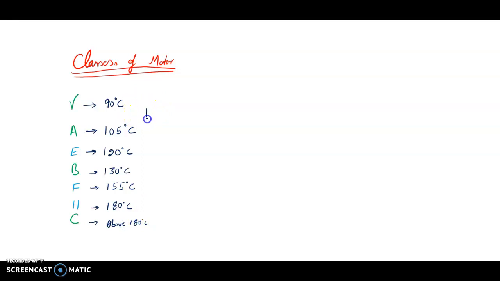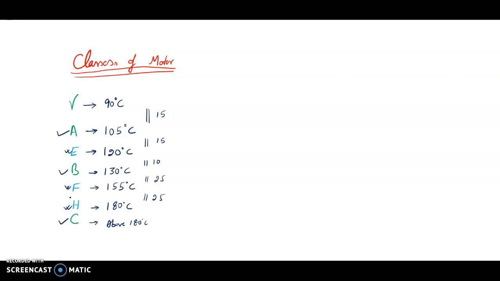So what is the difference? You can say here the difference is 15. Here the difference is again 15. Here the difference is only 10. Here the difference is 25. Here the difference is 25. It's easy to remember: A, B, C, and then E, F, H. This is the way the motors are classified in terms of insulation.